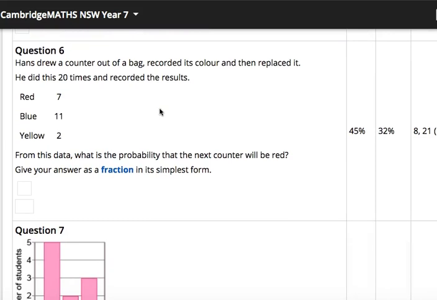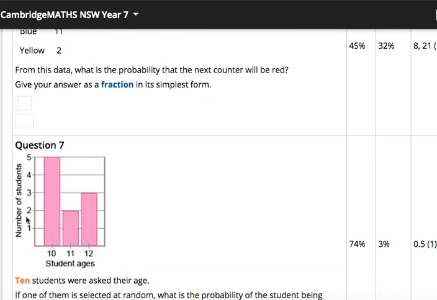Question 6 I want to talk about. Hans drew a counter out of a bag, recorded its color, and then replaced it. He did this 20 times. So, from this data, what is the probability that the next counter will be red? We've got 7 red out of a total of, you have to add these all up, out of a total of 20, so it's 7 over 20. So the answer is 7 over 20.